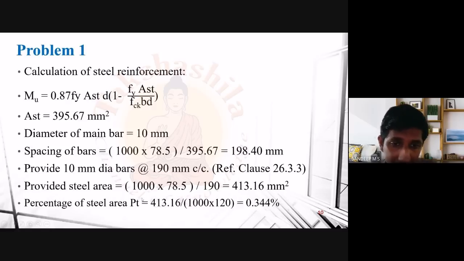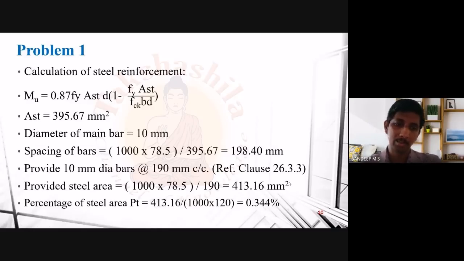So the provided steel area is equal to 1000 into the area of reinforcement. From the basic equation, we are recalculating the total area that is provided. This is the total area that we will take to our numerator, and the spacing will be brought to the denominator. We know the spacing as 190 millimeters. So 1000 into 78.5 divided by 190 will give the amount of reinforcement. That is, if you are providing 10 millimeter diameter bars at 190 mm center to center, you will be getting 413.16 millimeter square area of reinforcement at every 1 meter length. Okay, so this is the actual amount of reinforcement that we have provided.